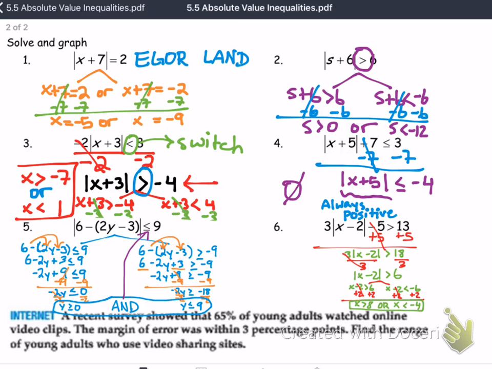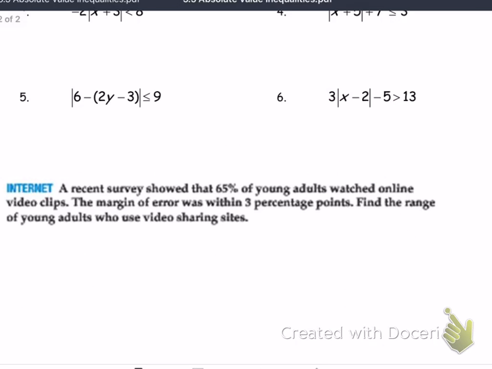Otherwise, let's jump down to the word problem. It says here, a recent survey showed that 65% of young adults watch online video clips. The margin of error was within 3 percentage points. Find the range of young adults who use video sharing sites. Now, I'm not sure if you remember from way back when with the margin of error. So we got to find some couple keywords here. A recent survey showed that 65% of young adults.